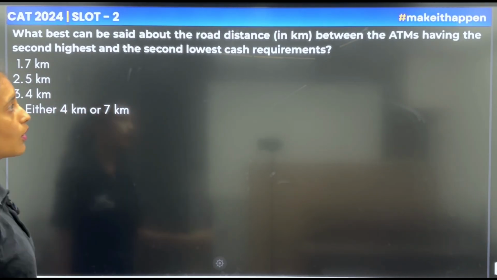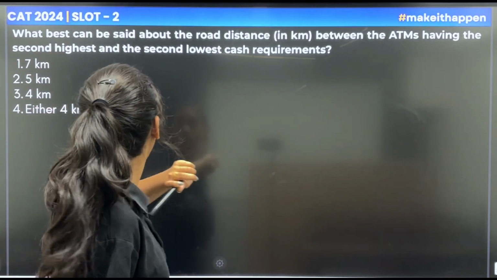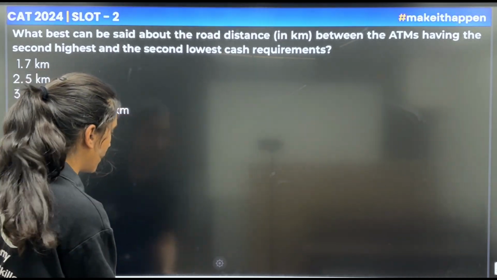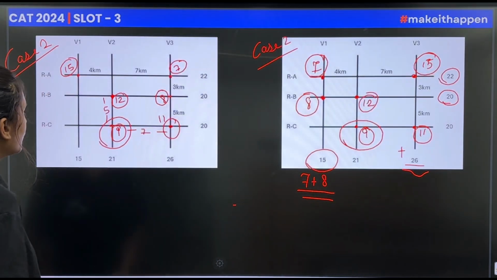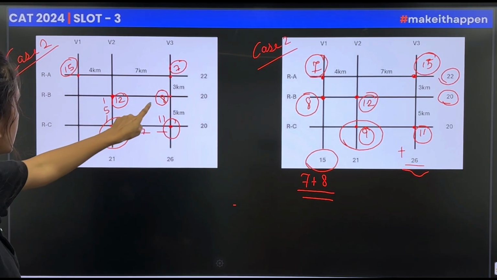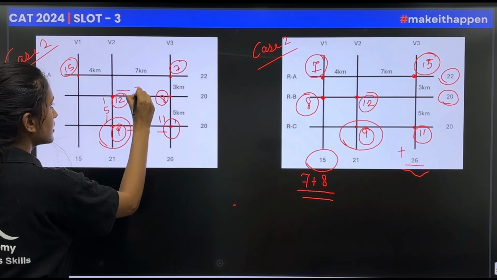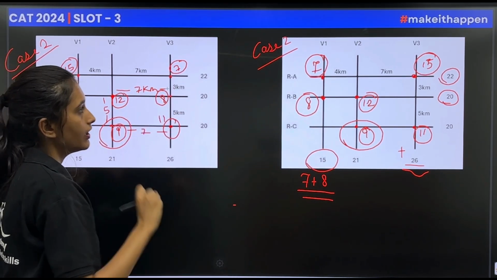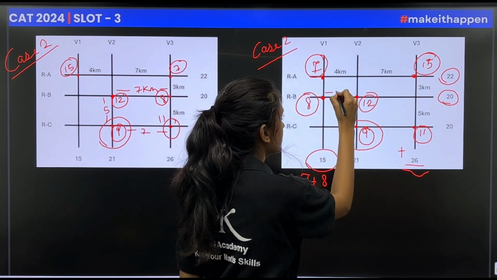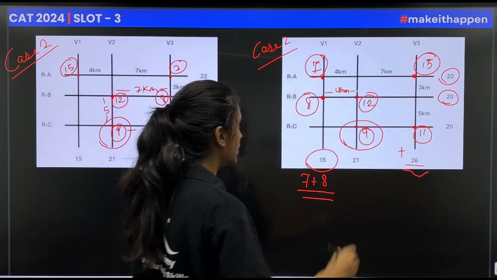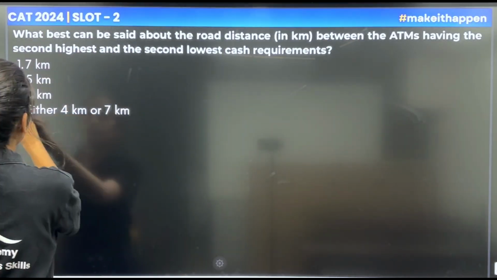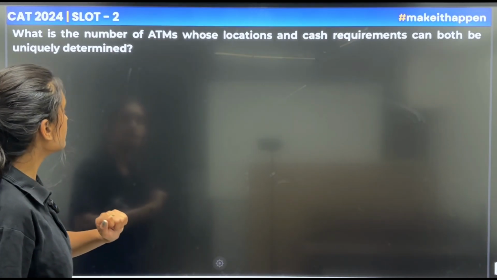What best can be said about the road distance between the ATMs having the second highest and the second lowest cash requirement? Okay. So in case 1, we can say that second highest is 12 and the second lowest is 8. So the distance is 7 kilometer, and here the second highest 12 and the second lowest 8 has a distance of 4 kilometer. So it can be either 4 kilometer or 7 kilometer. Option 4 is the correct answer.